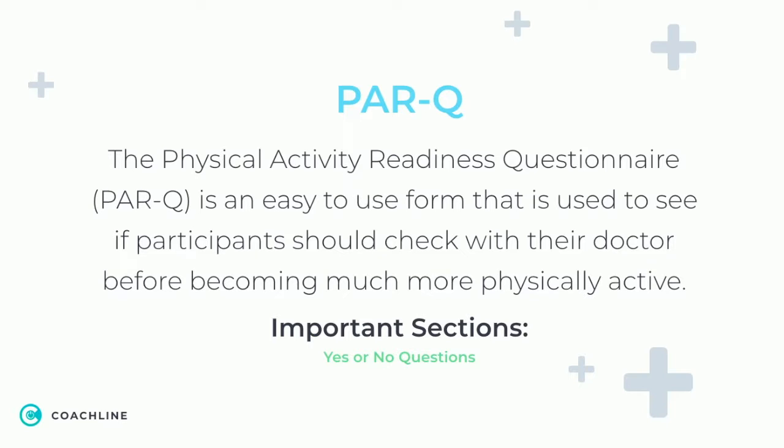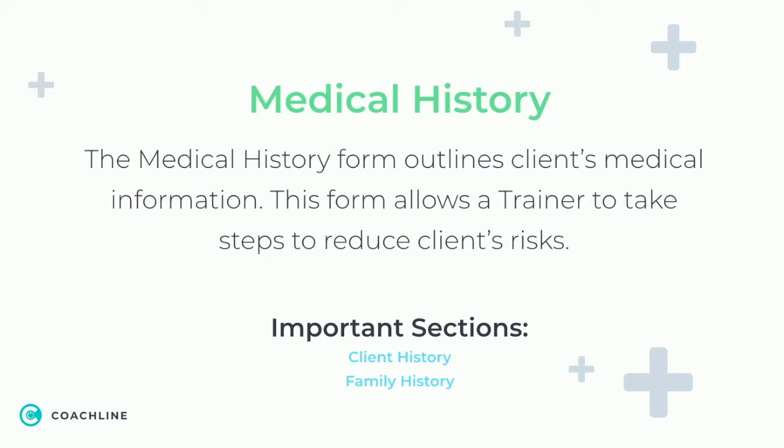So this helps avoid any risk and just make sure that everyone's being safe. The next form is the medical history form. The medical history form outlines clients' medical information. This form allows a trainer to take steps to reduce clients' risk.